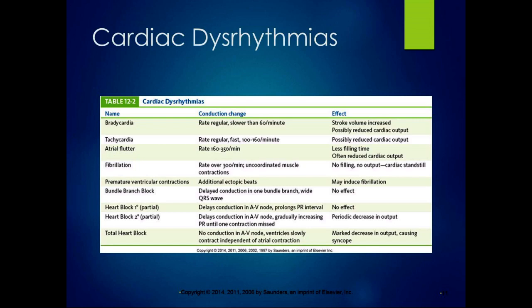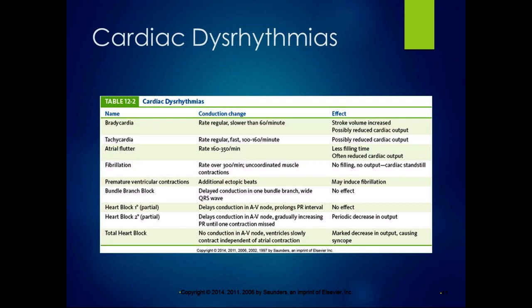So they have the heart blocks, the first degree partial, the second degree partial, and then the total heart block. The first degree delays conduction in the AV node, and it doesn't have an immediate effect. The second degree and the total heart block have decreasing cardiac output, and they can cause you to faint. They cause syncope.